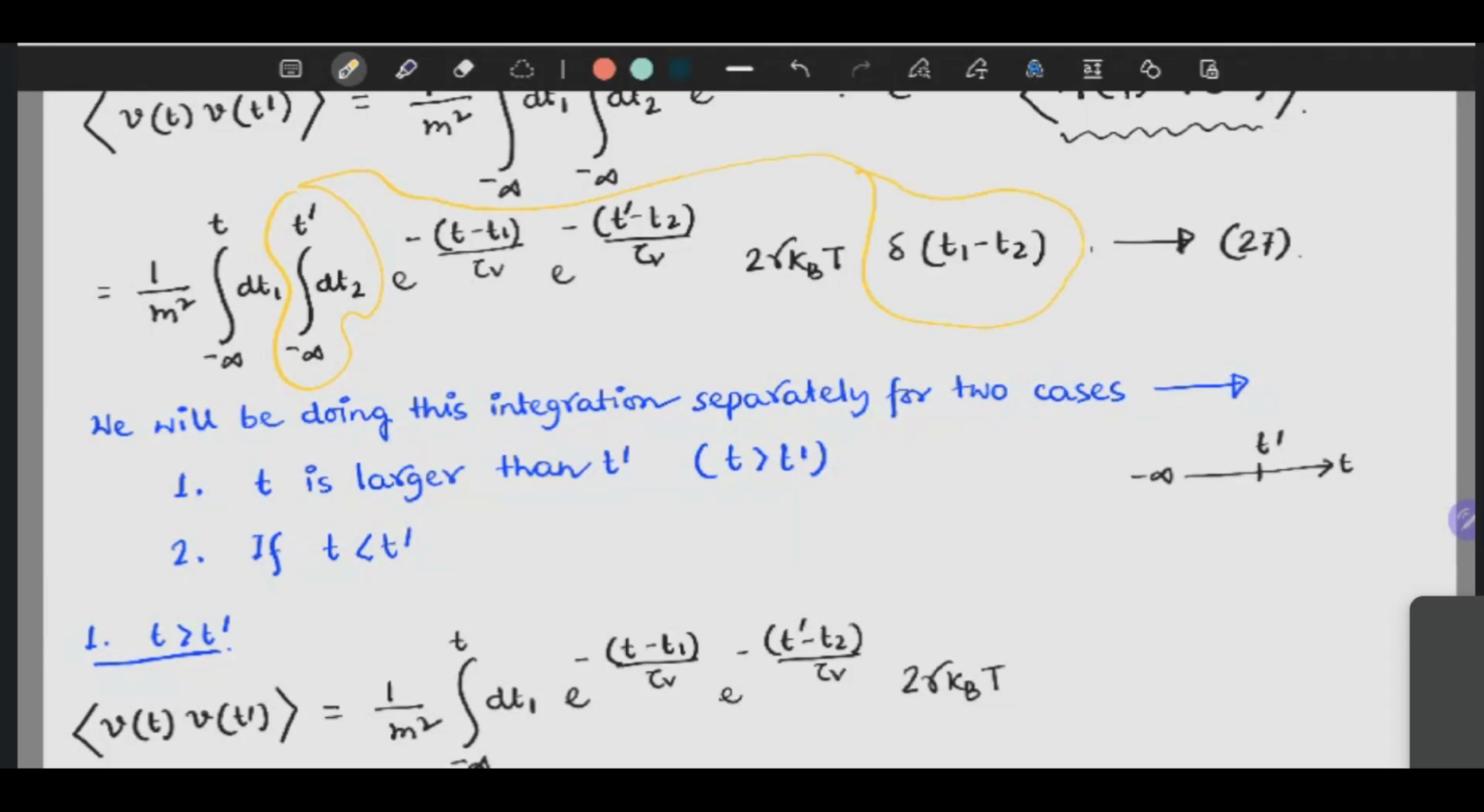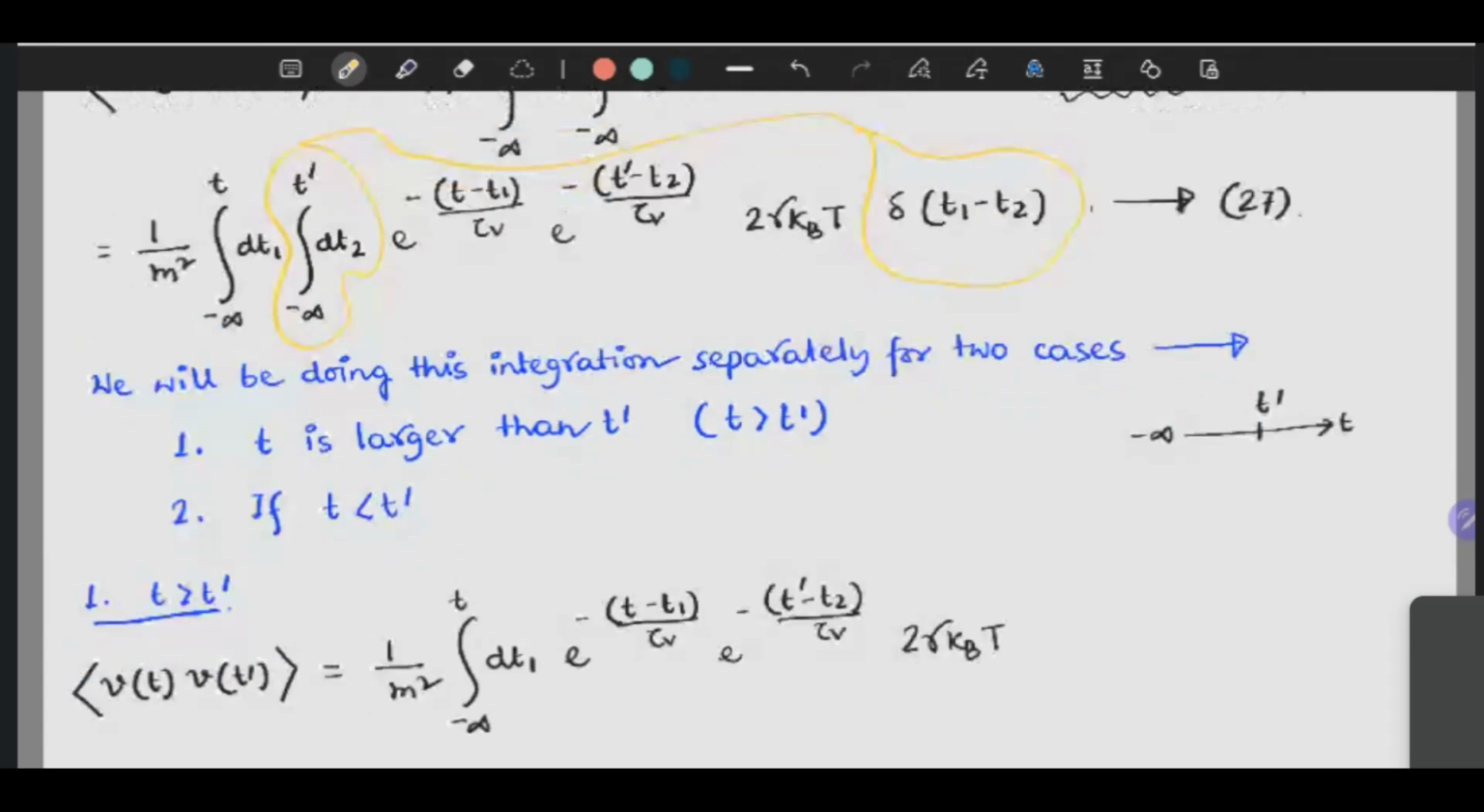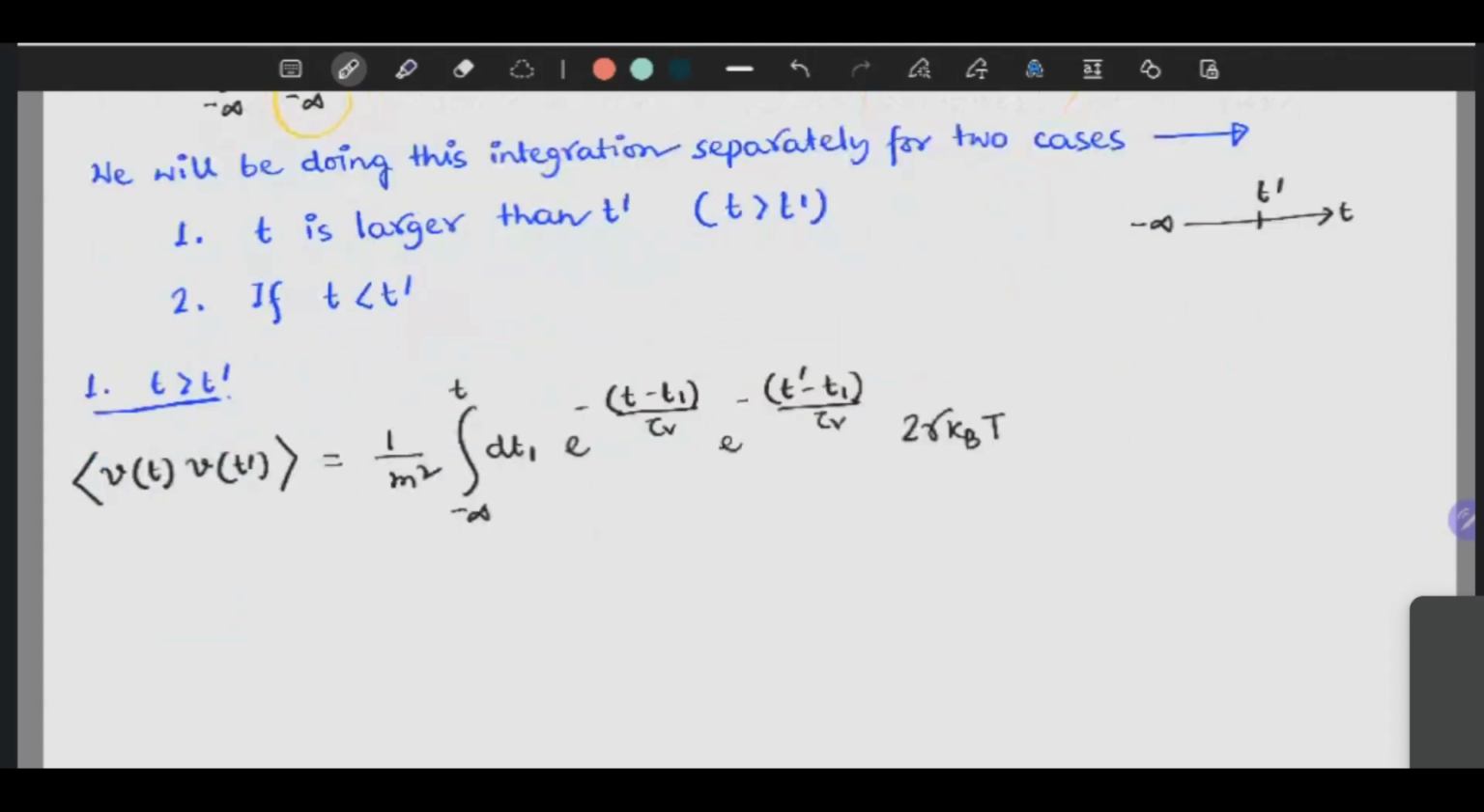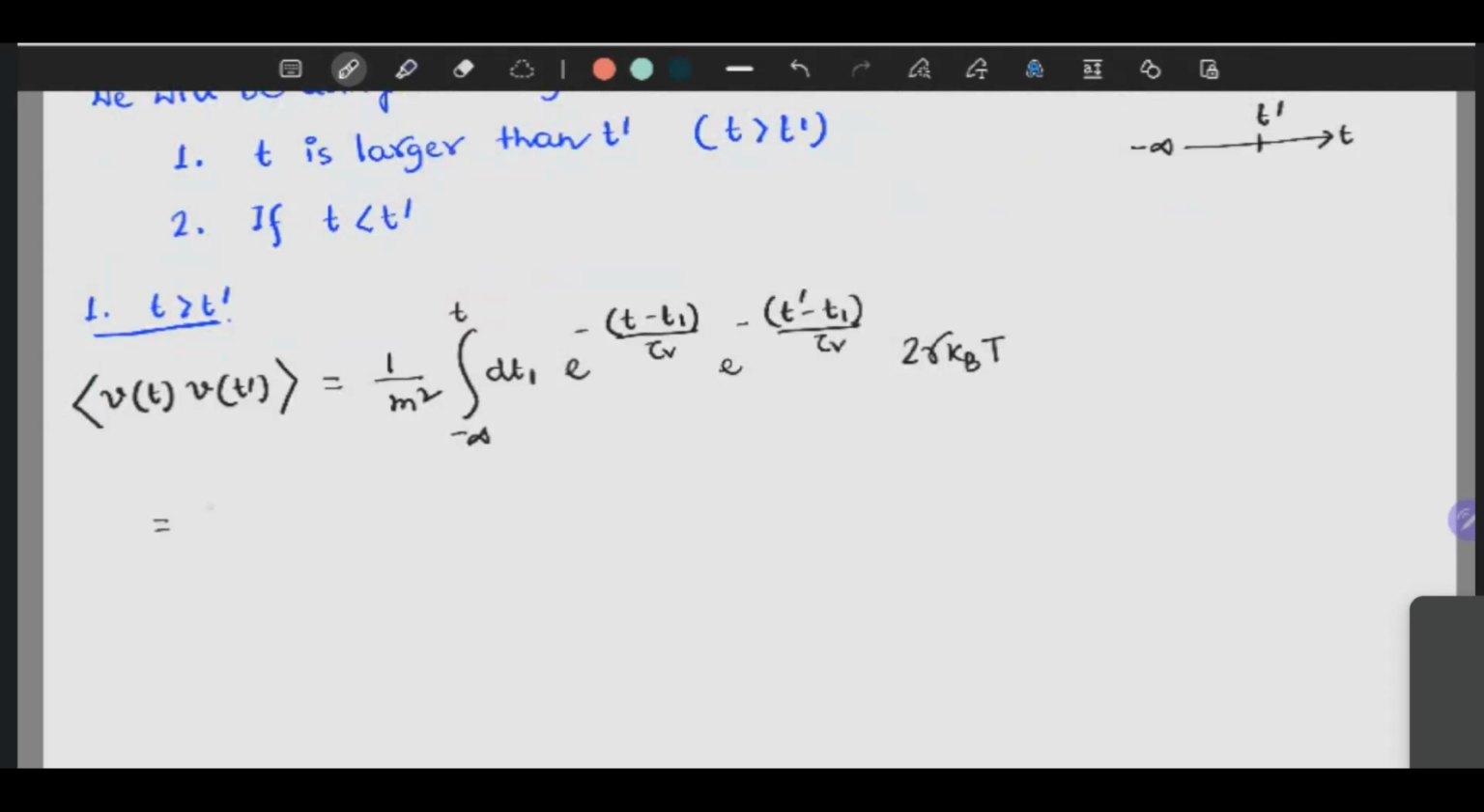Okay, so t1 becomes t2. Since t1 becomes t2, t2 and t1 are the same thing, so this will be t1, this will be t1. Now if this is t1, then we can easily write the next thing as 1 by m squared. Since t and t prime are constant, we can take this outside.